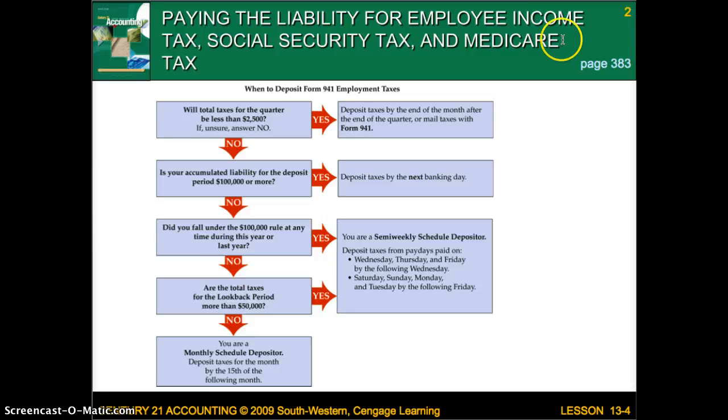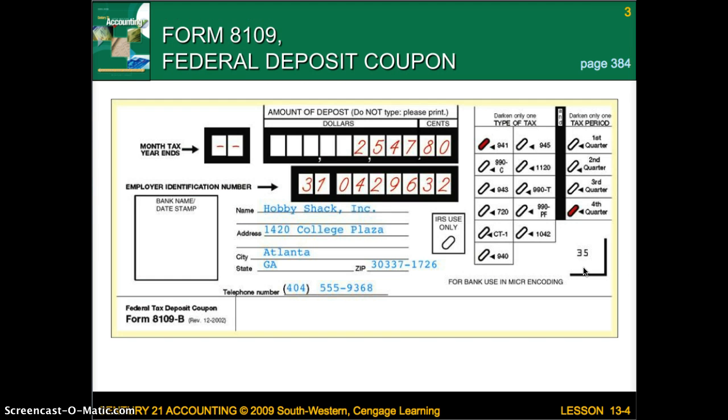Okay? So here's the flow chart. Probably don't need to know a ton about this, but know how to follow it to figure out how and when you will be paying your taxes. Okay, so this is called a federal deposit coupon. It tells the amount of the deposit, which is, again, just the amount that you are paying in. It tells what kind of form that you need, when you're paying it, the name of the business, etc.